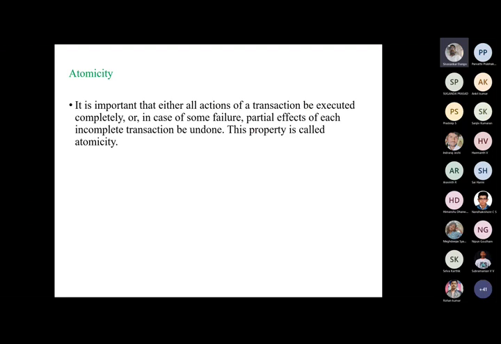Consistency, isolation, and durability property, right? So in database, we have discussed about this ACID properties. So in transaction management, we'll be applying this ACID properties.